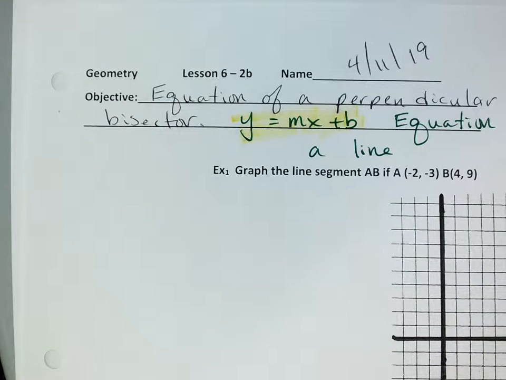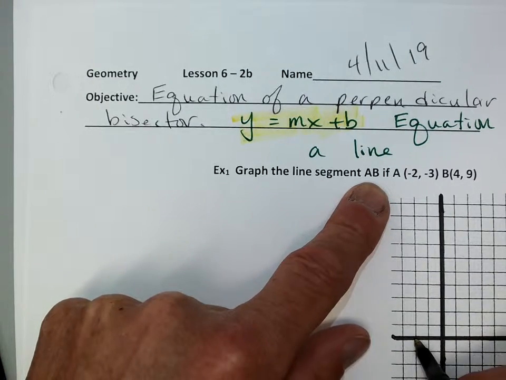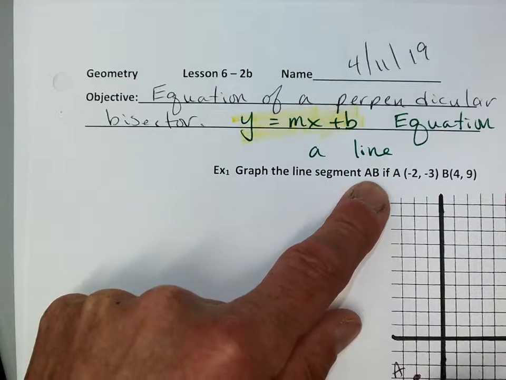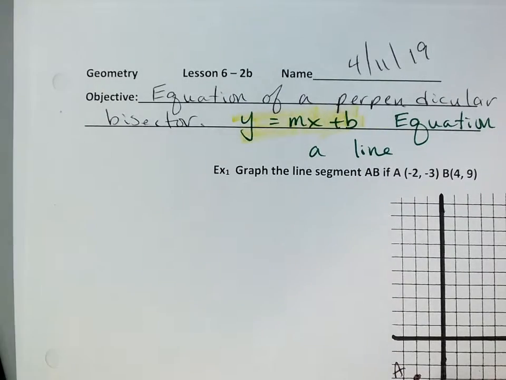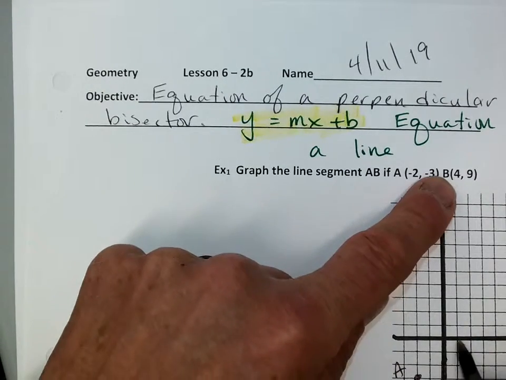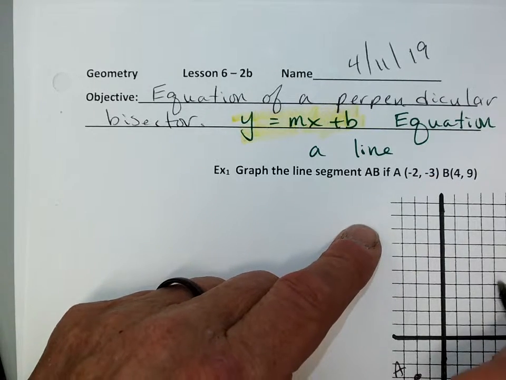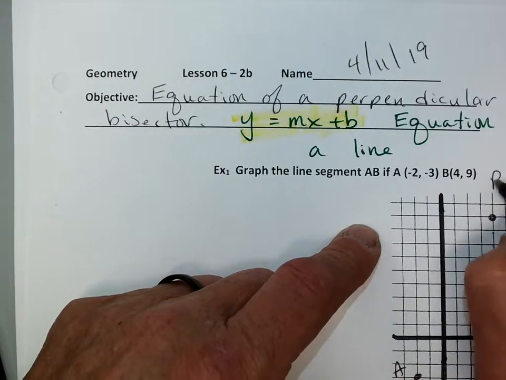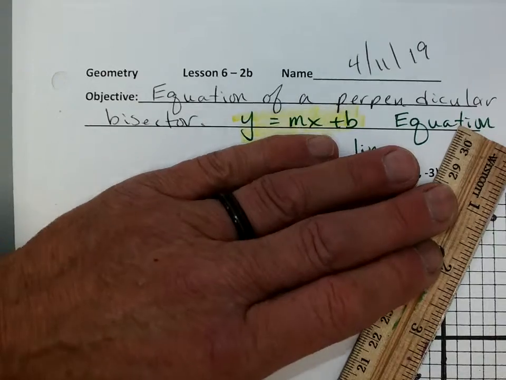So let's graph the line segment AB. So -2, -3 is A, and 1, 2, 3, 4, 1, 2, 3, 4, 5, 6, 7, 8, 9. Okay, and there's B. So I'm going to connect the dots between A and B, and I have a line segment.